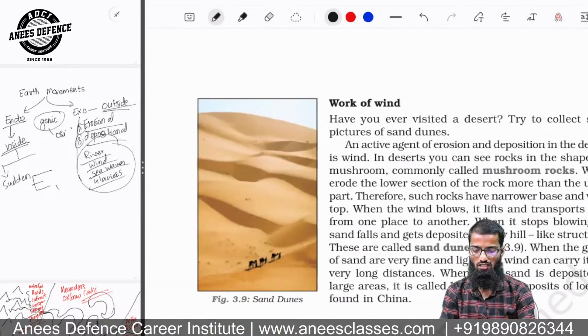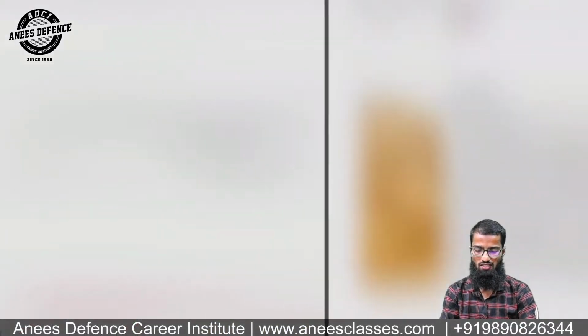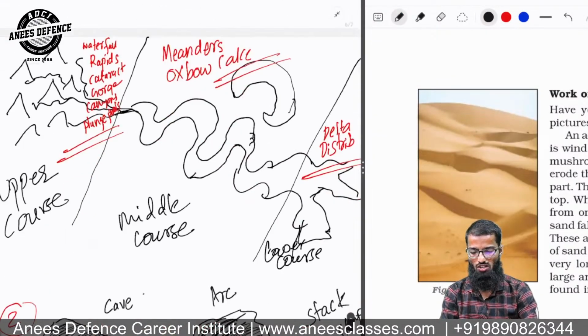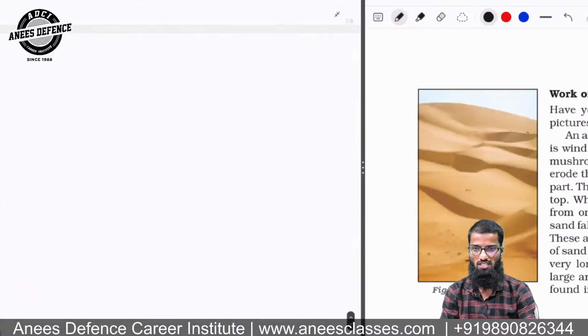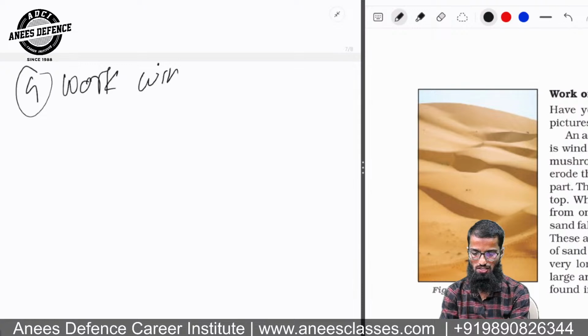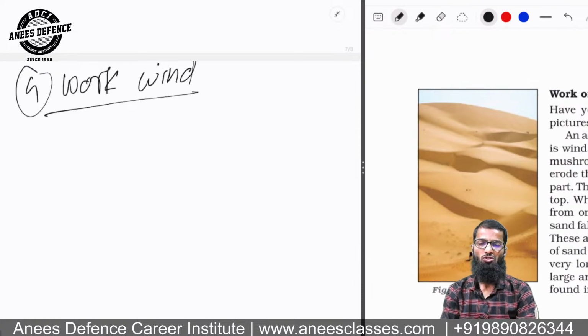Now, the third thing we will be studying is the work of wind. We have studied the work of river. We have studied the work of sea waves. We have studied the work of glacier, and the fourth thing is work of wind. Work of wind actually is more prevalent in the desert area.